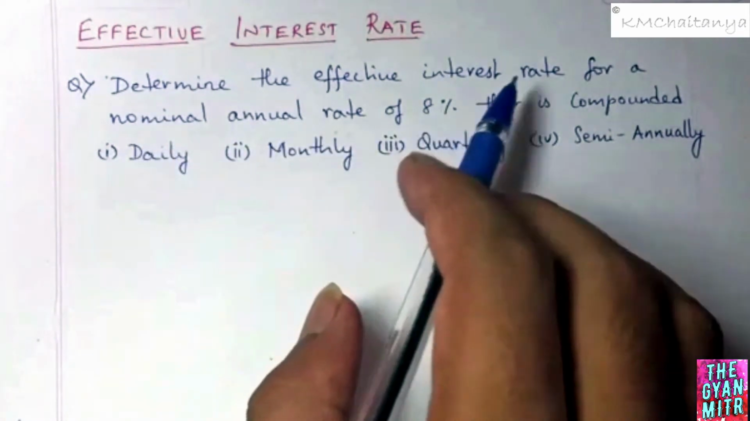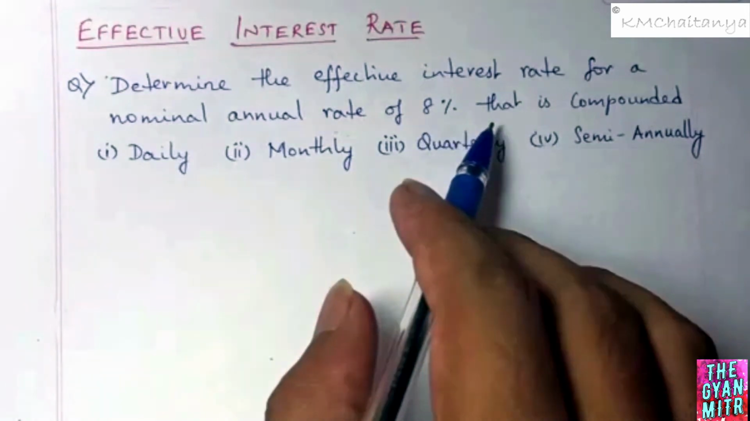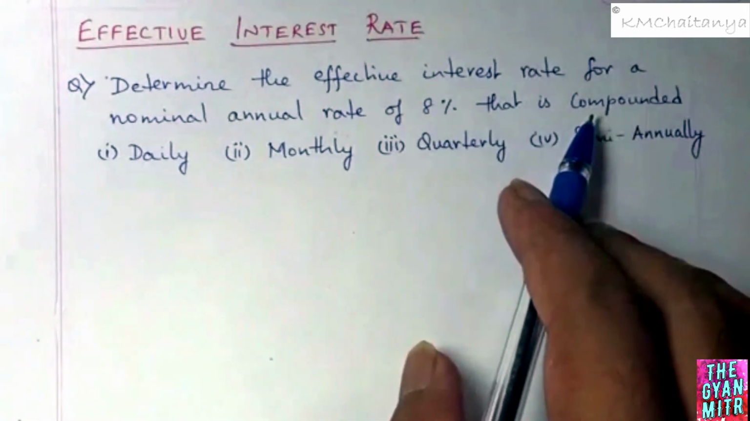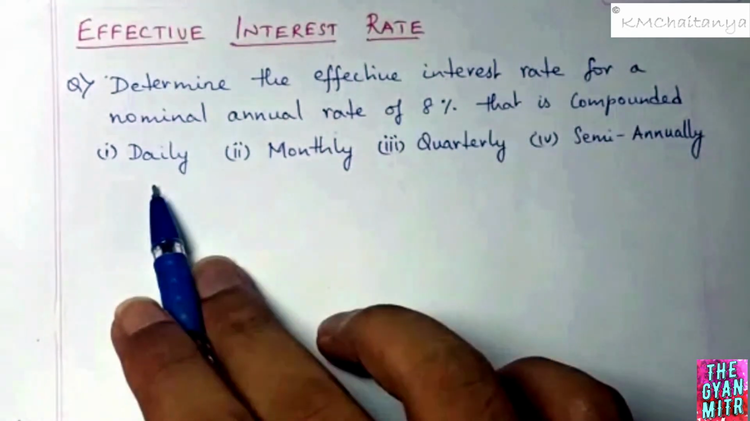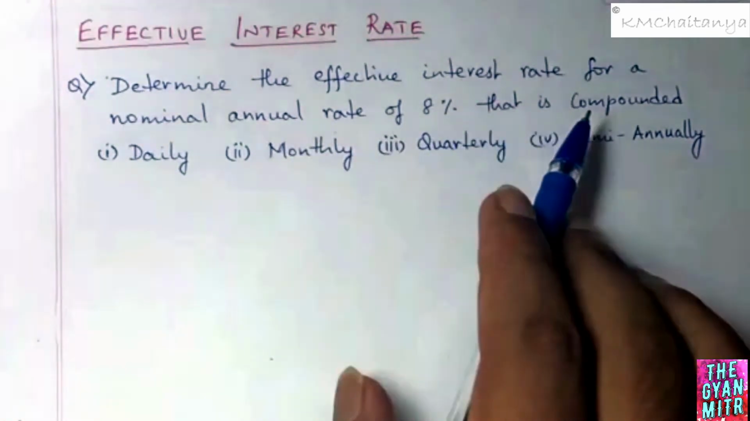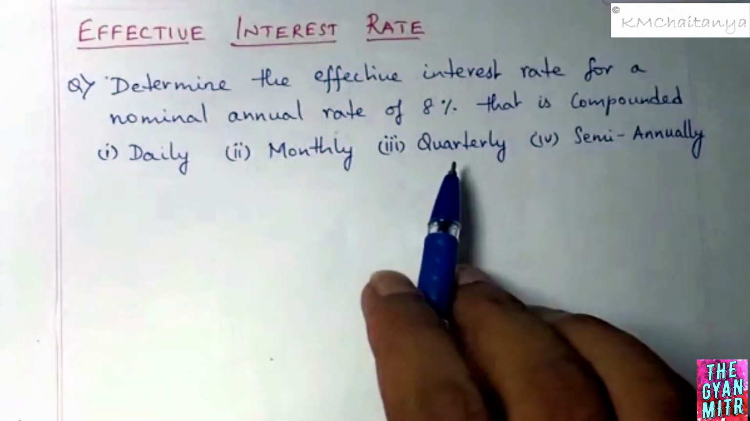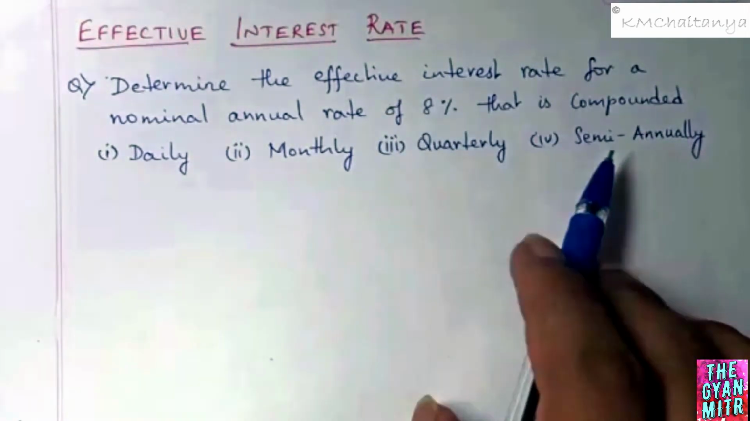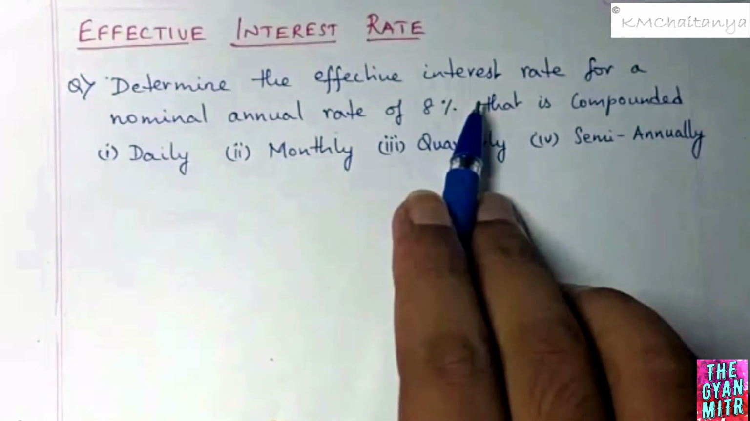Determine the effective interest rate for a nominal annual rate of 8% that is compounded. We have 4 sub questions for this. If the nominal annual rate is compounded daily, what is the effective rate? If compounded monthly, what will be the effective interest rate? If compounded quarterly, what will be the effective interest rate? And if semi-annually, what will be the effective interest rate?